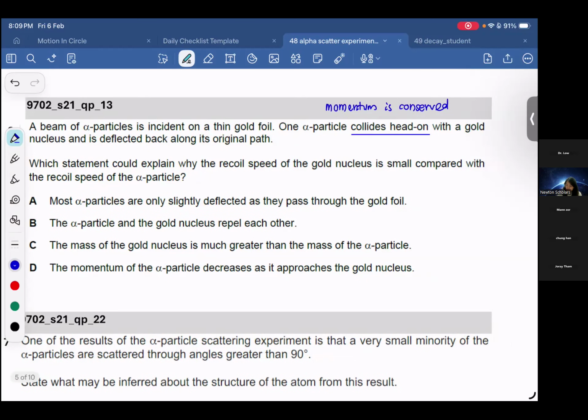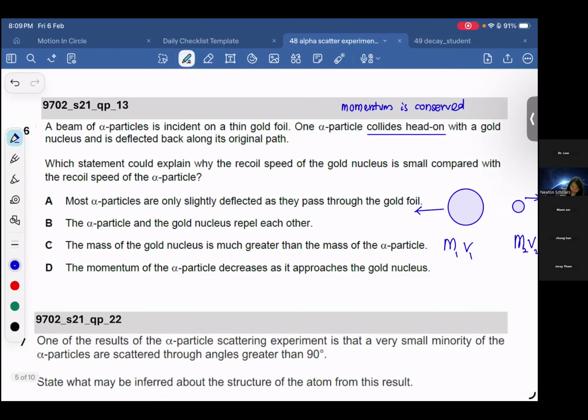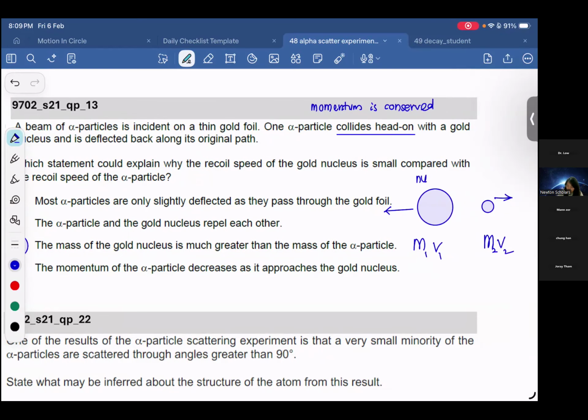Let's say this is the nucleus, and this is the alpha. When they hit, they will rebound. Here the mass times the velocity, and this one mass times the velocity. I say 1 and 1 and 2 and 2 lah. Can you see that the answer should be C?